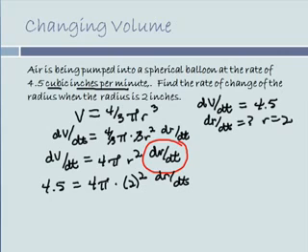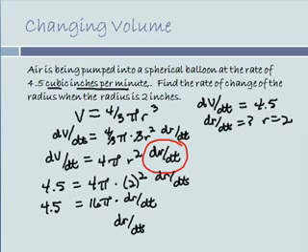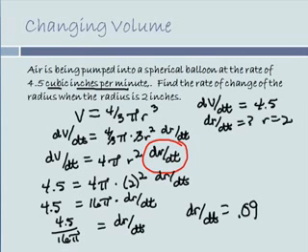If we simplify that, 2 squared is 4. 4 times 4 pi is 16 pi times dr/dt, and we get 4.5. So to find the rate of change of the radius, we take 4.5 and divide it by 16 pi. Now let's change that to a decimal. When you divide it out, you get approximately 0.09, and that's the rate of change of the radius.